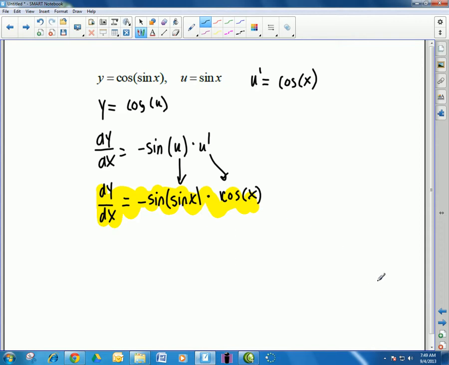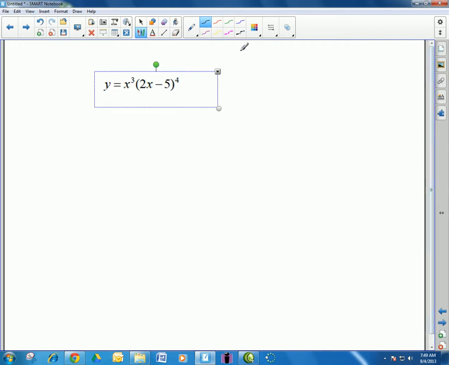Hopefully you did well on that. Let's do another example. There are 2 more examples, I believe. This one is a little different because you have a couple things going on. You have this function times this function, so you have to use the product rule. So you would have your s, which can be either one of them. We'll use x to the third, and then your p is 2x minus 5 to the fourth.